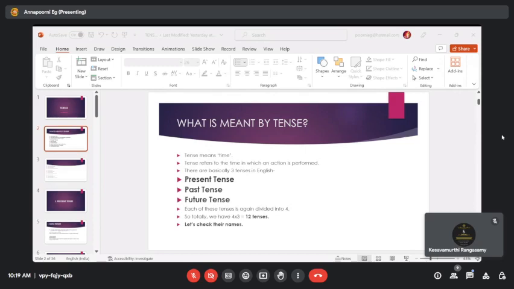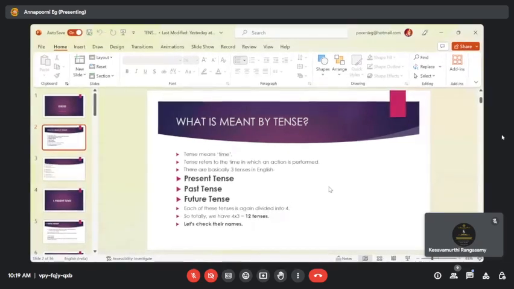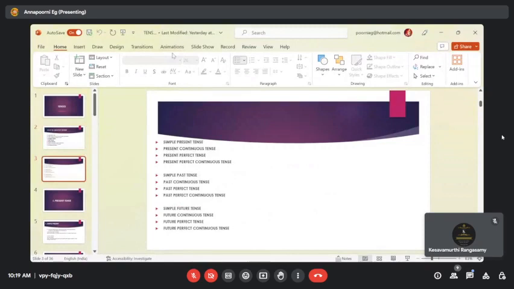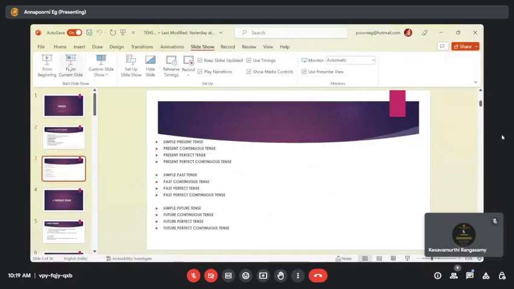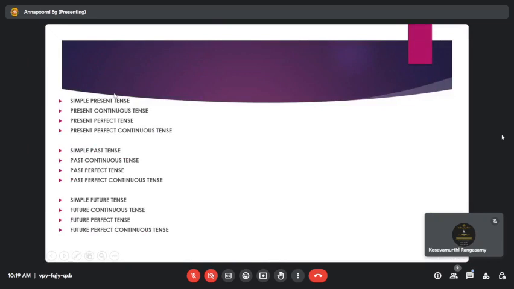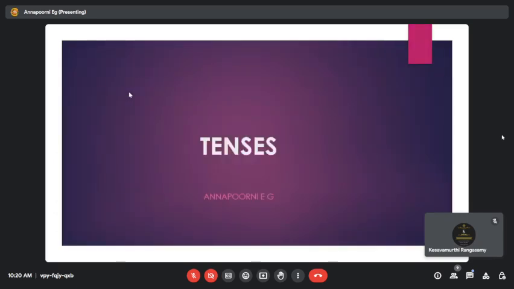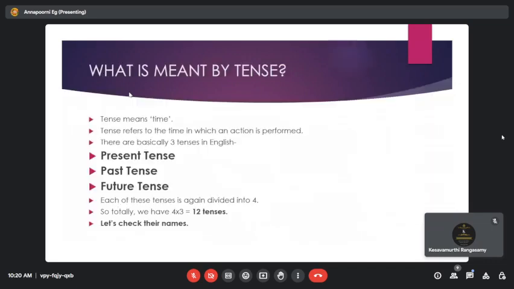Then later we discussed their names also. We will just check their names. Their names are simple. Actually, the tenses began with a story. This was discussed with the help of a small story. Once upon a time in a village, there was an old man. His name was Tense. And he had three children. What are their names? Present, past, and future.